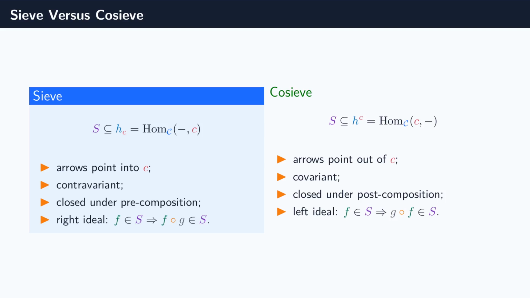Here is the comparison. A sieve is a subfunctor of Hom from blank to C, so its arrows point into C. It is contravariant and closed under precomposition. A cosieve is a subfunctor of Hom from C to blank, so its arrows point out of C. It is covariant and closed under post-composition. The two definitions are mirror images.